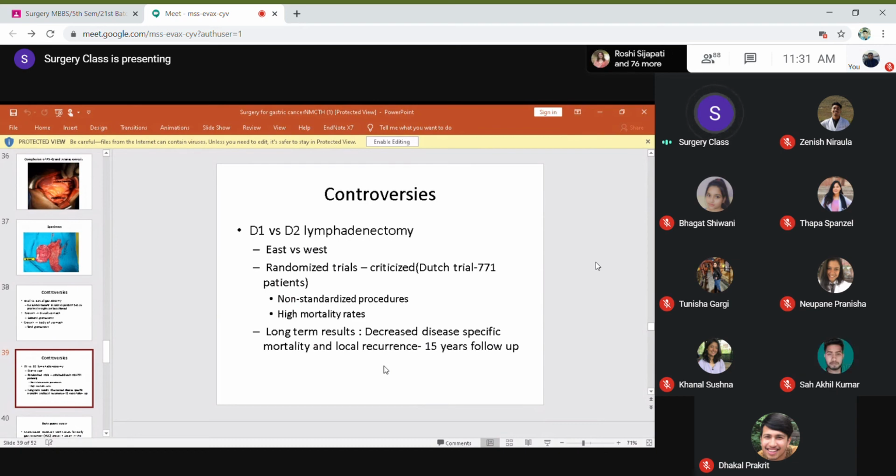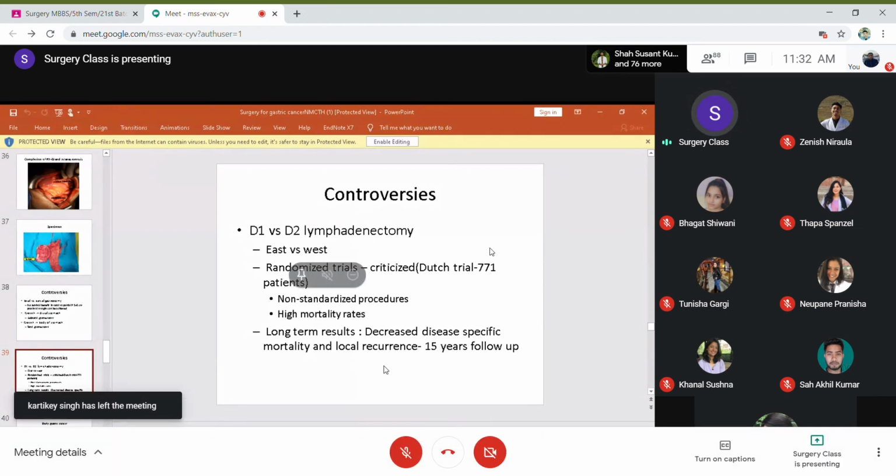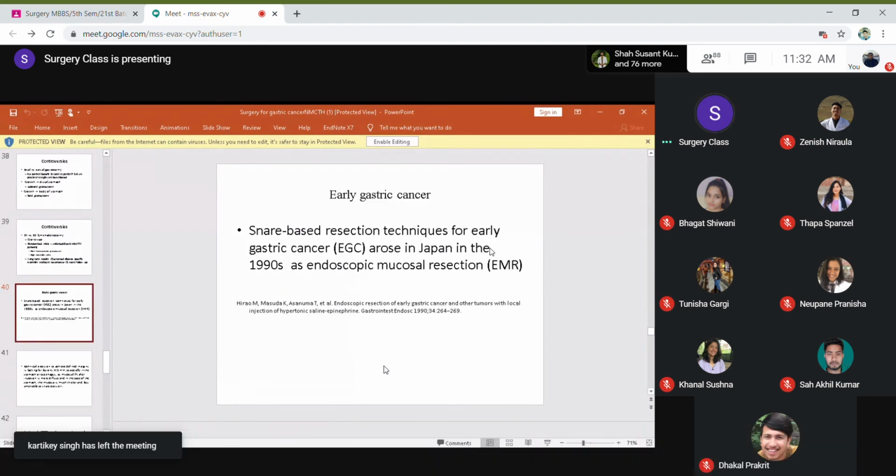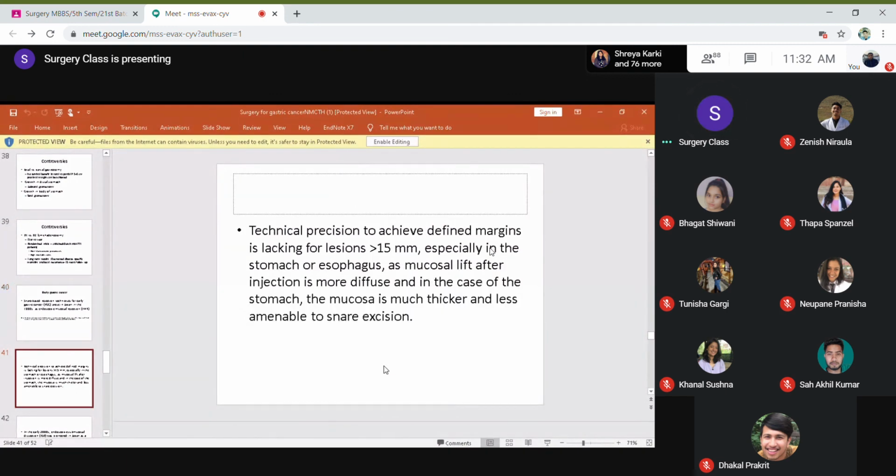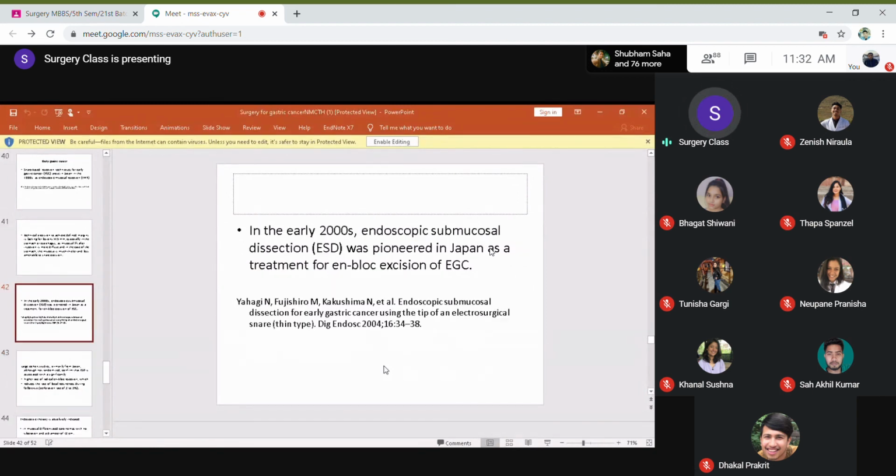Which may be related to the high burden of disease. So they compared D1 versus D2 and said there is not much difference, but now D2 gastrectomy is the standard of care. For early gastric cancer, I've already told you about the endoscopic mucosal resection, done by an endoscopist. And we have already talked about this before. Okay, I'll not go into detail.